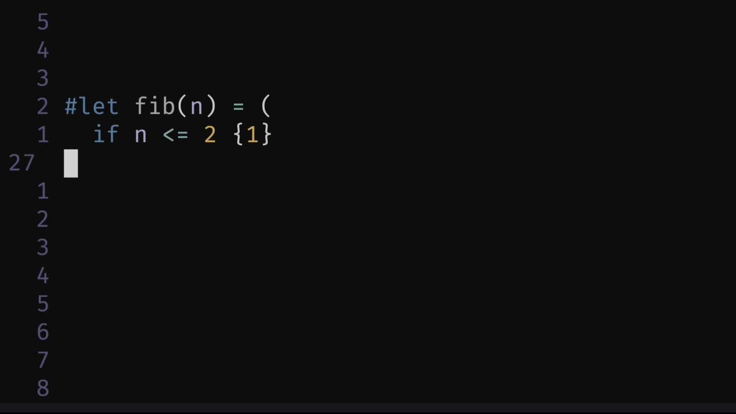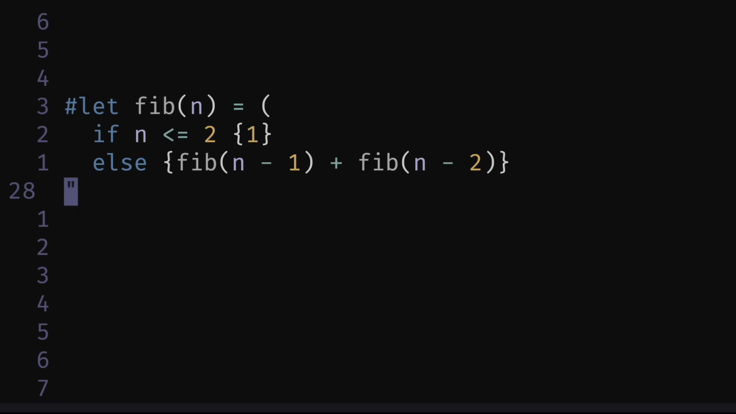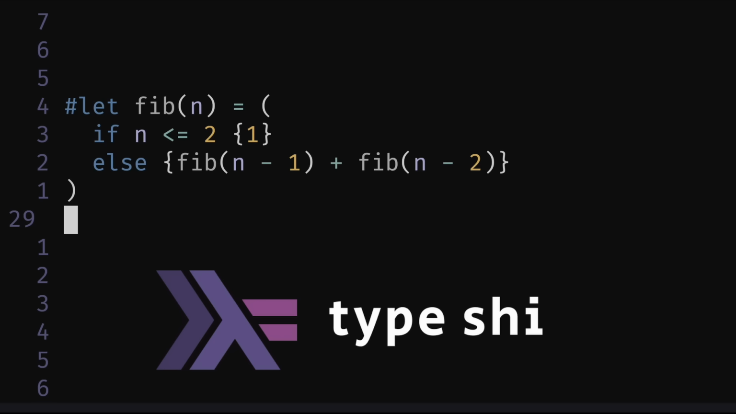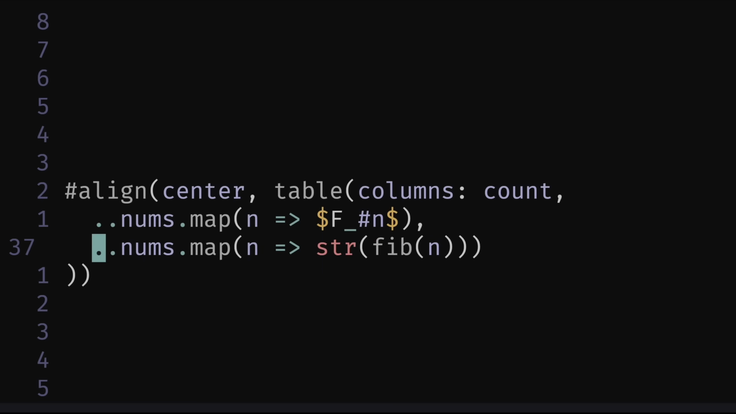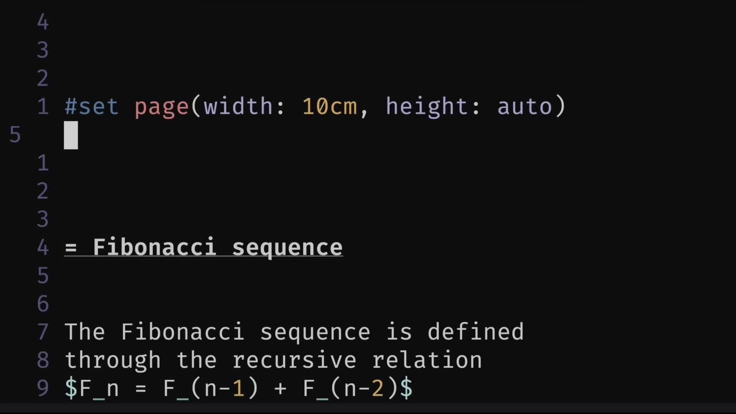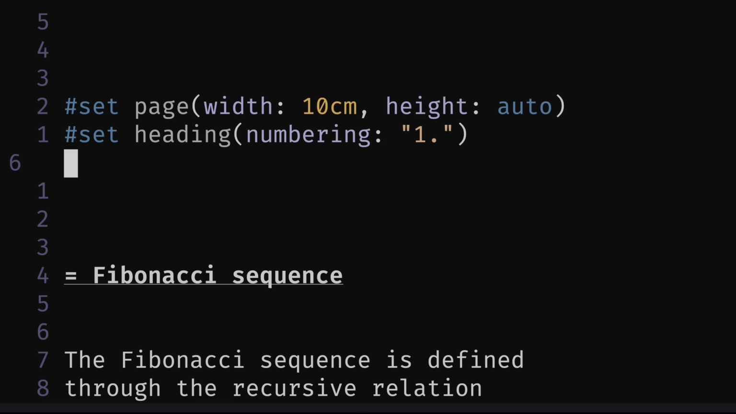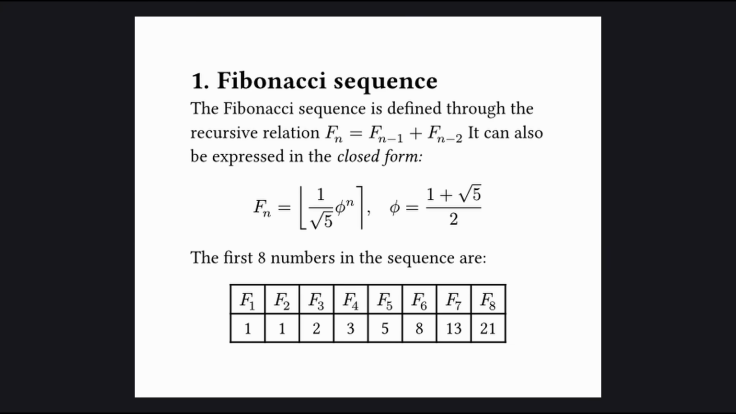Next, define a function using the let keyword again, and implicitly return values based on an if-else conditional. Notice here that Typst supports both recursive functions and first-class functions. Then use map and spread again to fill out the rest of our table. Finally, we can customize our page and headings using the set commands for numbering and page respectively.